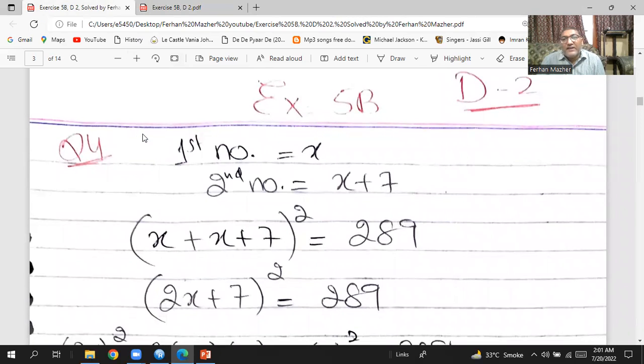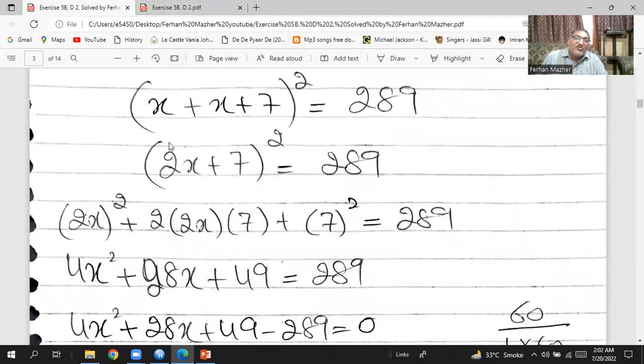I will suppose that the first number is x, the second number is x plus 7. He said the square of their sum. So first of all, I will add them. In the bracket, I will write x, that's the first number, and x plus 7, that's the second number. The square of their sum: first you have to add them, then you have to take the square. So it will become 2x plus 7 whole squared equals 289.